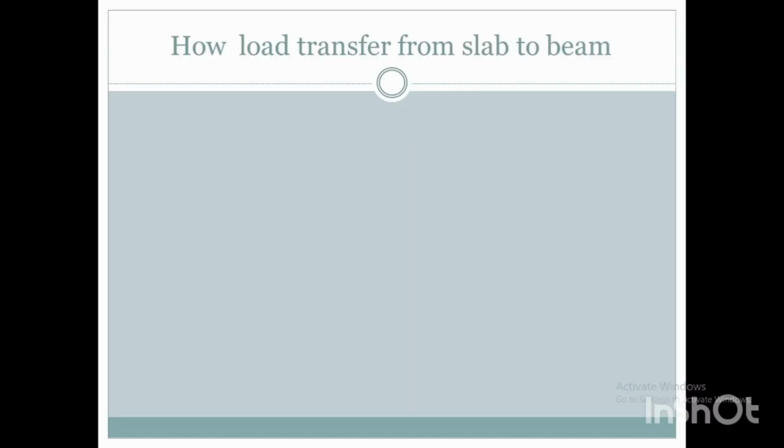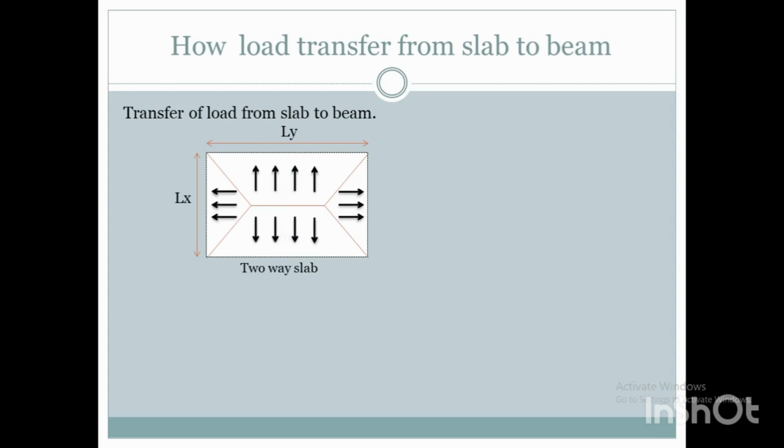In this video, we will discuss how the load transfers from slab to beam. So let's start today's video. First of all, we will discuss the two-way slab. In a two-way slab, load will transfer from slab to beam in two patterns. The first is trapezoidal and the other is triangular. Now the question is, which beam will take the trapezoidal load and which beam will take the triangular load?